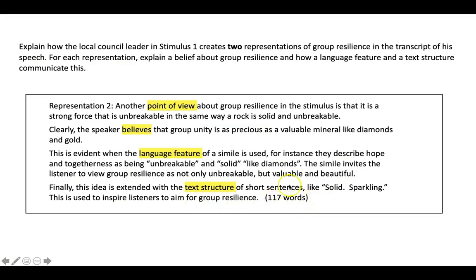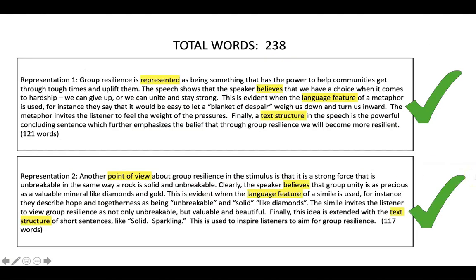117 words there. You might like to, in your response, even underline those key features that you're being asked to do so that you know you are answering the question. With my eyes, I'm checking back. I've got a point of view or a representation, a belief, language feature, and text structure. Combined, they look like this. So in total, I have 238 words, and I have done the same thing twice, relating to two different representations. And that is what the exam is asking you to do.